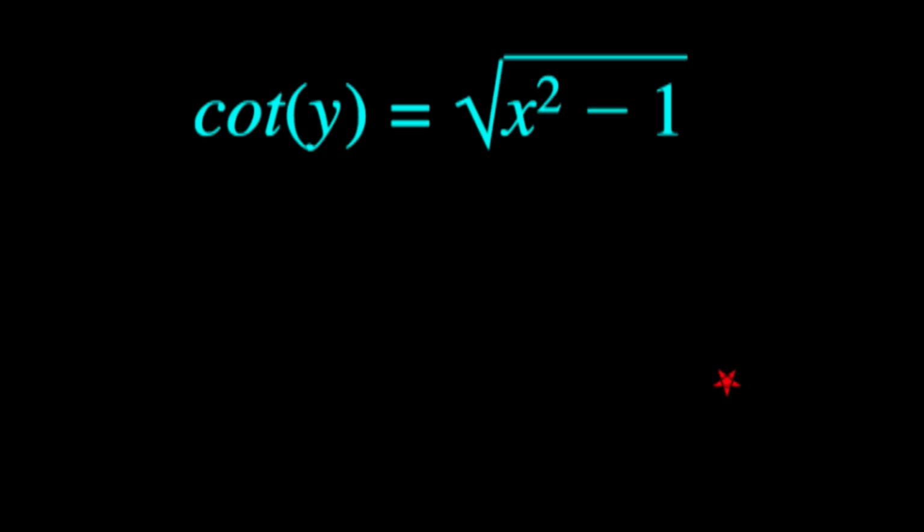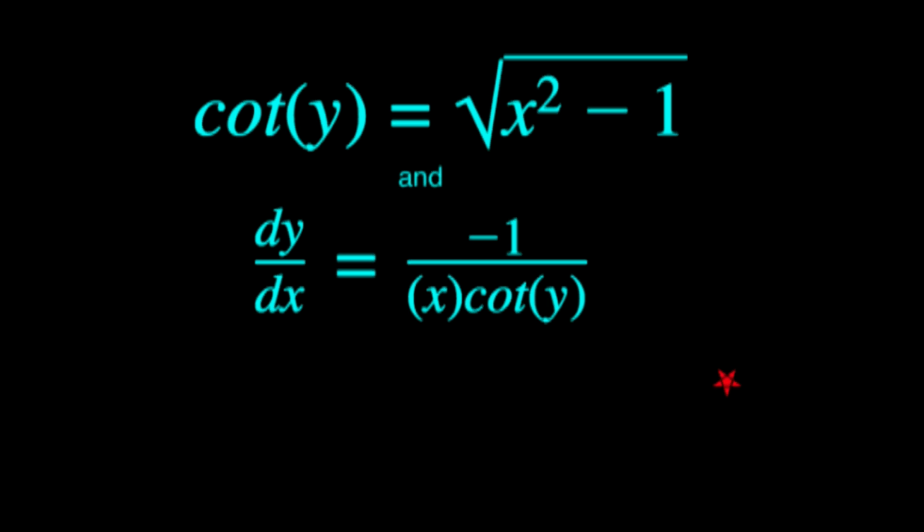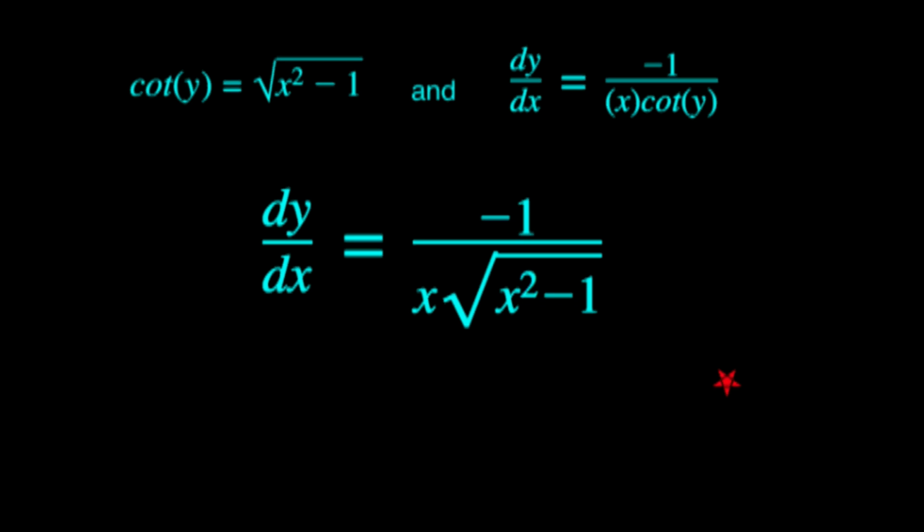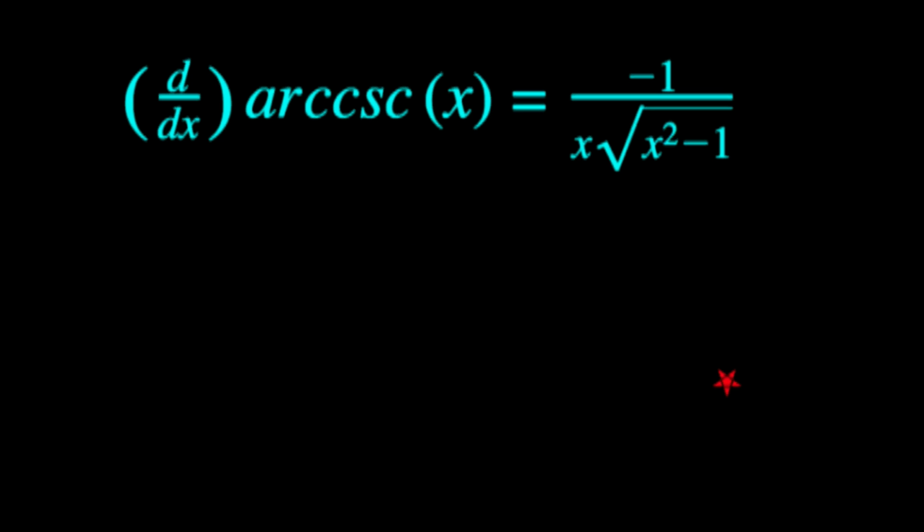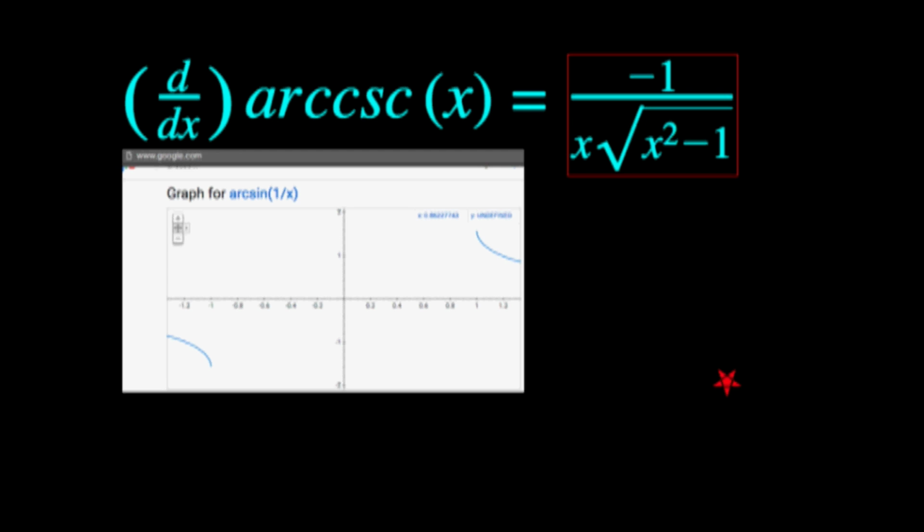With the definition of cotangent of y in terms of x now at our disposal, we can form an expression for the derivative of y with respect to x in terms of x, and the result is negative 1 divided by x times root x squared minus 1. This finally gives us an expression for the derivative of arc cosecant of x in terms of x. And I don't know why Google chooses to switch up formulas on me like this, because I did type arc cosecant of x. Anyway, arc sine of 1 over x is equivalent to arc cosecant of x.